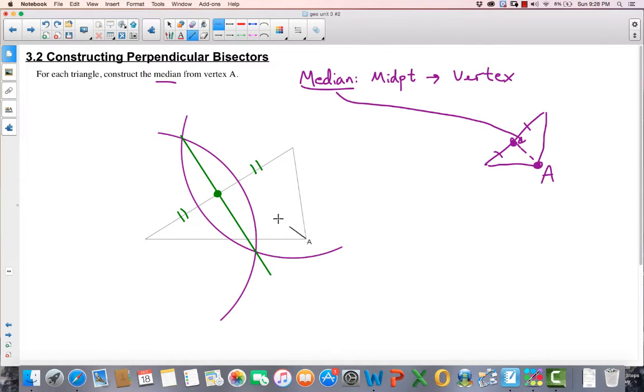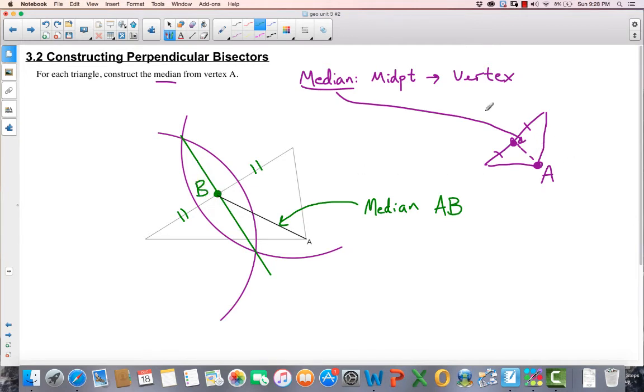Our median is going to be just like this, from A to that midpoint. Right, so this line right here is our median. Okay, and we would call it median AB, where this point is B.